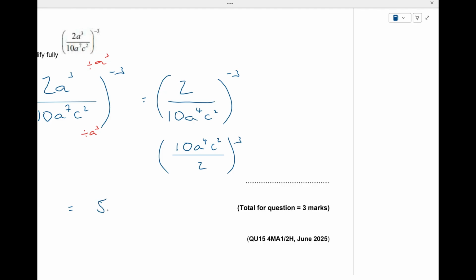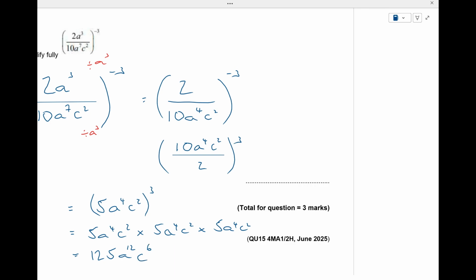So what this boils down to is this, something cubed. Well, something cubed is something times something times something. And now you can see what the answer is. 5 times 5 times 5, 125, a to the 4 times a to the 4 times a to the 4, add those powers, a to the 12, c squared times c squared times c squared, c to the 6.